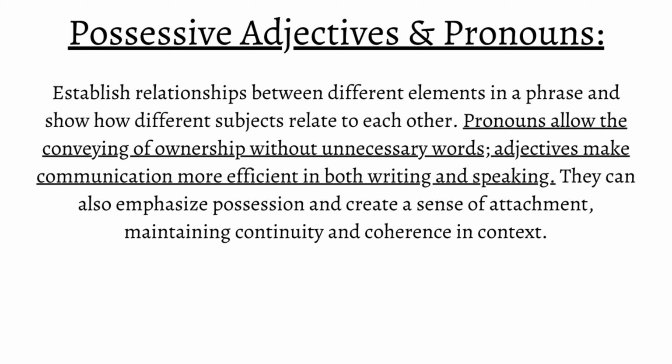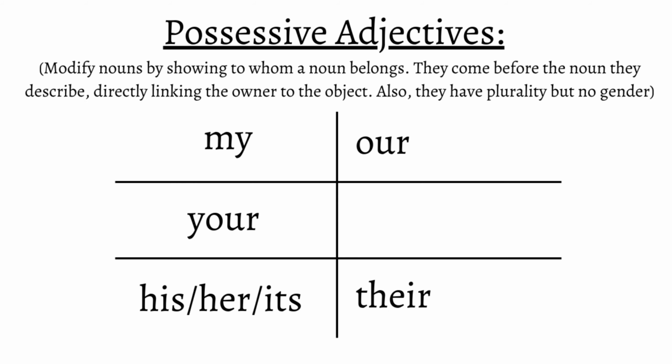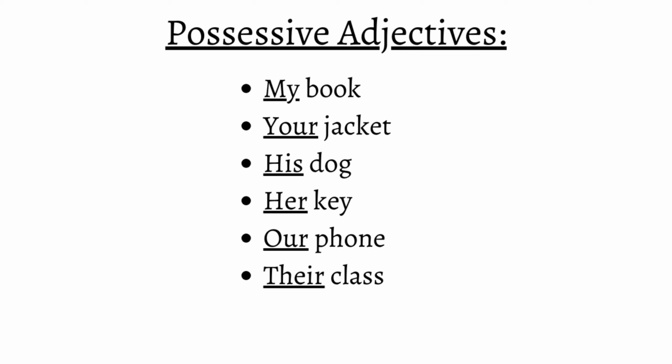Possessive adjectives in English look like this: my, your, his, her, its, our, and their. They modify nouns by showing to whom the noun belongs. In every case, possessive adjectives come before the noun they describe, directly linking the owner to the object. These adjectives also have no gender and can refer to multiple nouns at once. Some examples are my book, your jacket, his dog, her key, our phone, and their class.